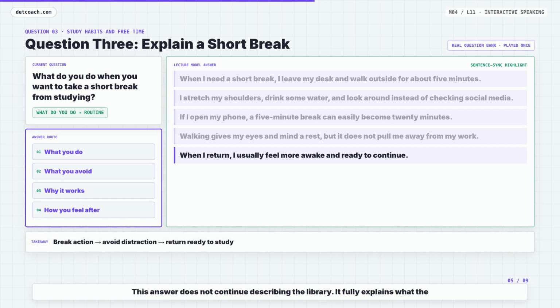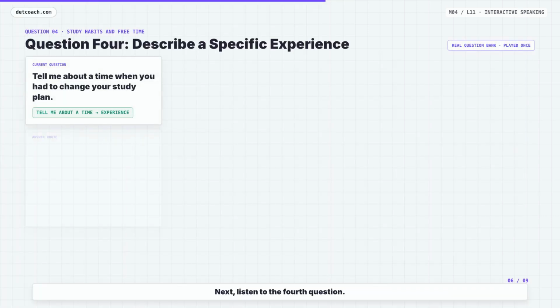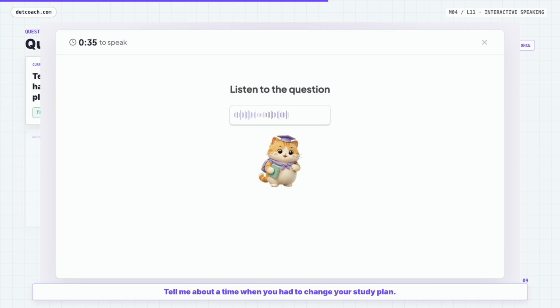This answer does not continue describing the library. It fully explains what the speaker does during a short break, what they avoid, and how they feel after returning. Next, listen to the fourth question. Tell me about a time when you had to change your study plan.